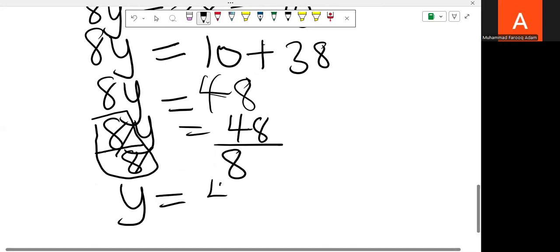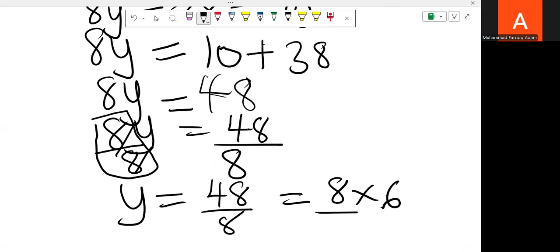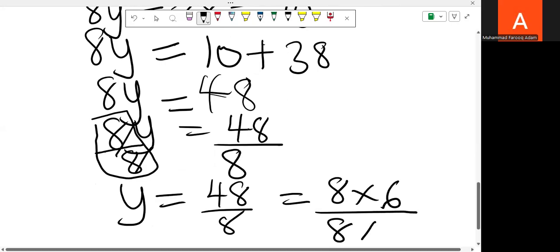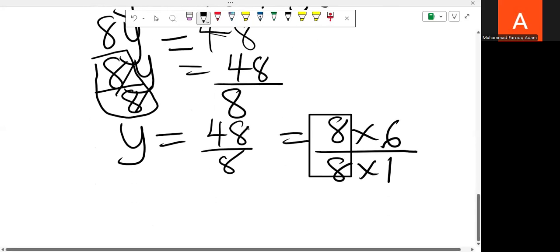How do we do that? 48 over 8 is equal to 8 times 6 over 8 times 1. We cancel this 8 out, and we have 6 over 1. And 6 over 1 is the same thing as 6. So y is equal to 6.